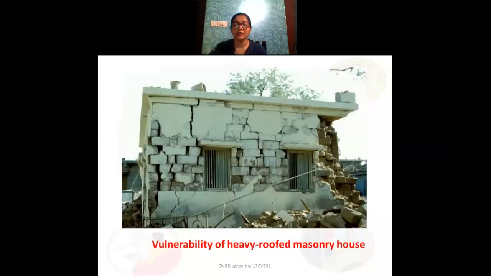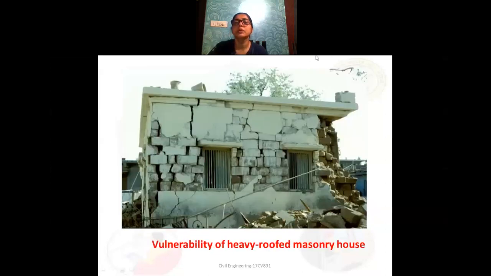Next, there is a very heavy roof. You can notice here a heavy roofed masonry house. Due to this heavy roof, the building has not performed well during the earthquake. It has collapsed. You can see cracks everywhere, and there is stone masonry where the mortar has come out. There is no proper connection within the wall itself, and you can notice the shear wall has undergone in plane failure, while on the other side the cross wall has completely collapsed.